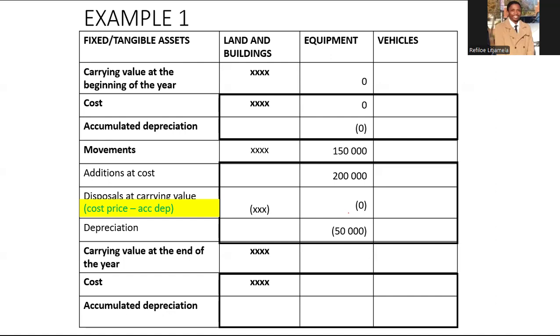Note that at the beginning of the year, we didn't have any cost. So cost at the end will be cost at the beginning plus cost of any asset purchased or additions minus cost of disposal. Here, cost at the beginning of the year was zero. We don't have any disposal.